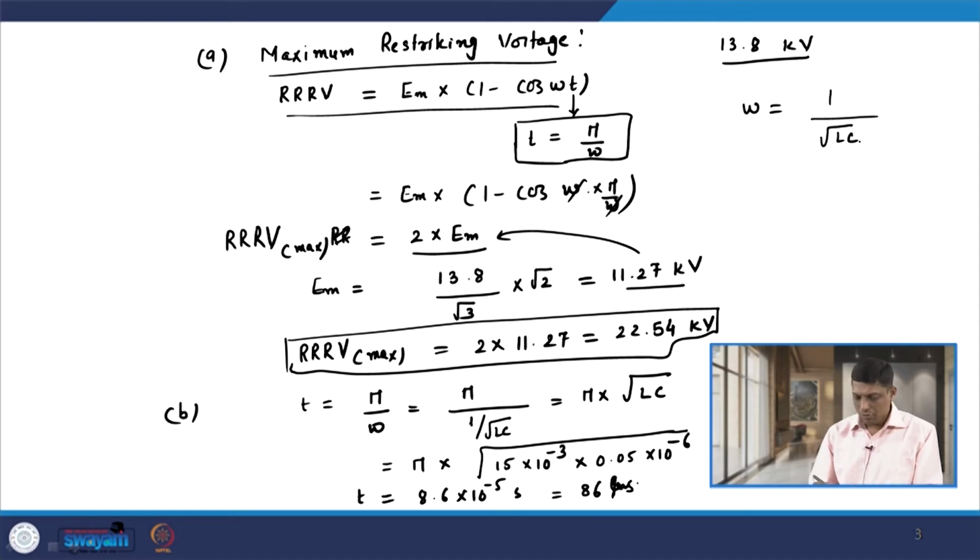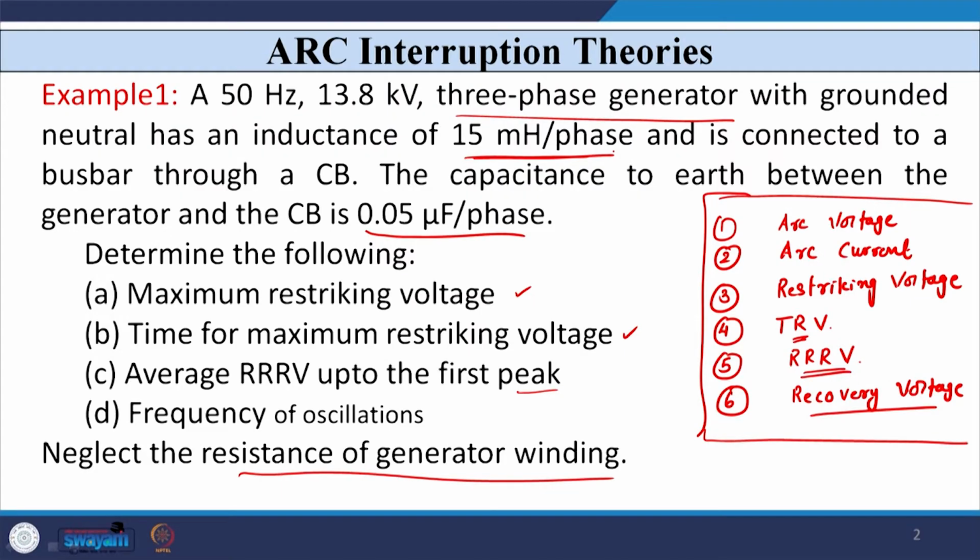So, this is how we can find out the second part, that is nothing but the time for maximum restriking voltage. Now, let us solve the third part, that is the average RRRV up to the first peak. As we have already calculated part A and part B, the first two parts, the average RRRV we can also calculate.